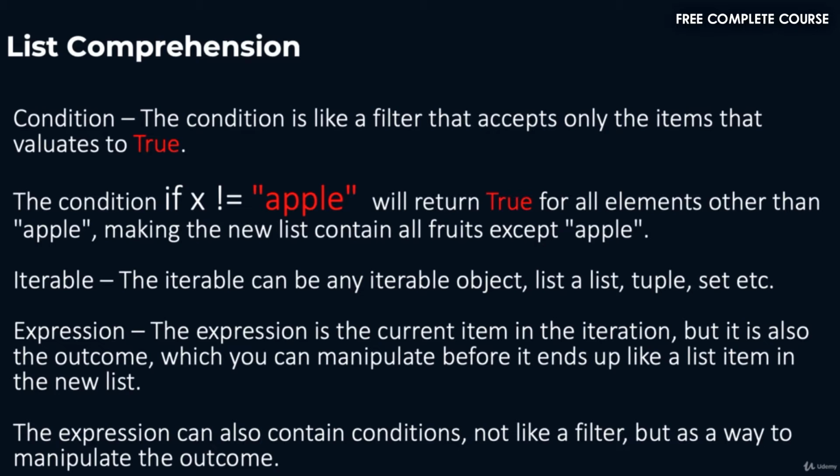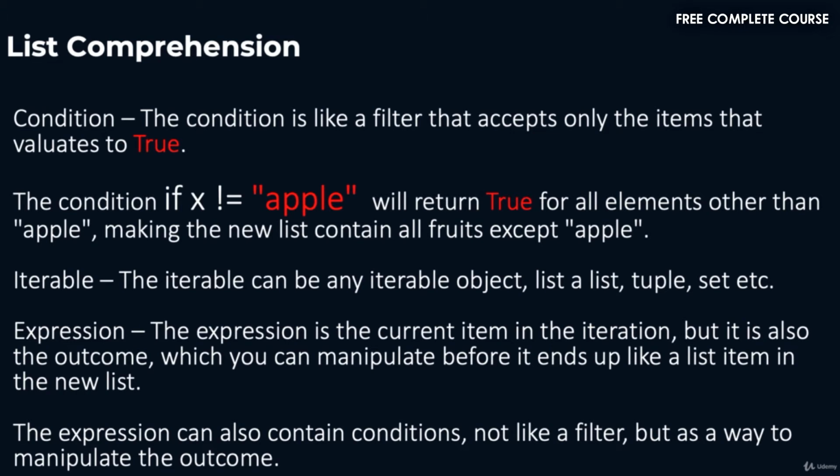Iterable. The iterable can be any iterable object: list, tuple, set, etc. Expression. The expression is the current item in the iteration, but it is also the outcome, which you can manipulate before it ends up as a list item in the new list. The expression can also contain conditions, not like a filter, but as a way to manipulate the outcome.